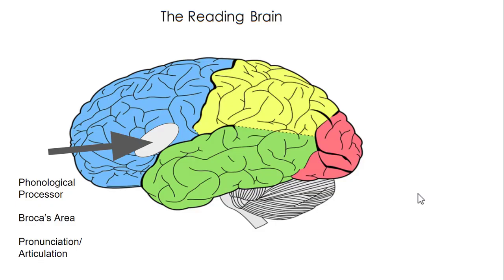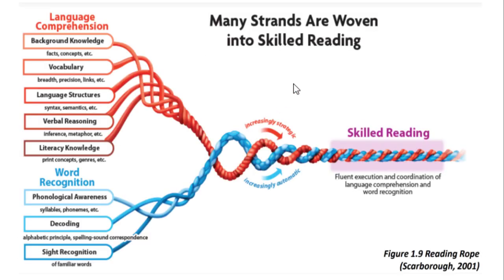So as a reminder, we're going to bounce back to that reading brain. This is where that phonological processor is, Broca's area, dealing with pronunciation and articulation, and then again reviewing theory. So here is Scarborough's reading rope. Phonological awareness is going to be down here in the word recognition piece, which deals with phonology.